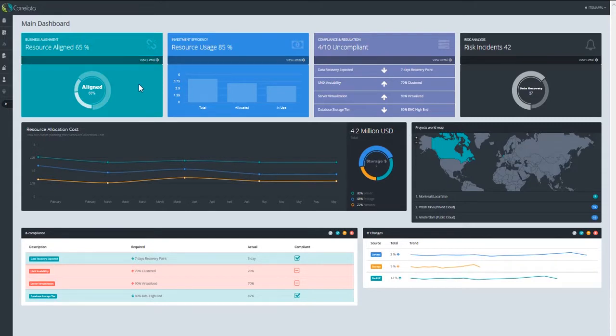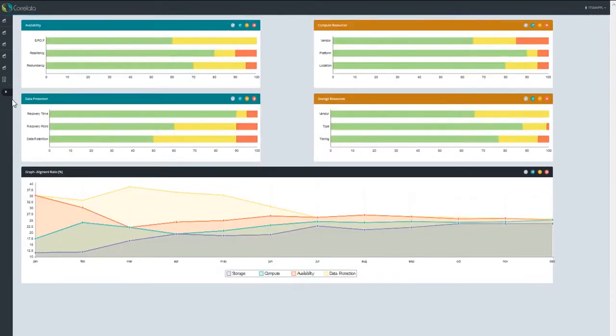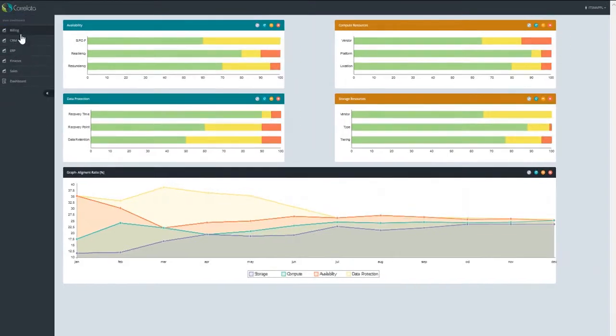Digging down into a specific area, we can focus on specific applications like billing, CRM, and ERP, and check the alignment based on different areas of the organization. Here we see the availability and data protection. To the right, the computing and storage resources alignment, how we're aligned between what we're providing in the organization as we try to match business needs.